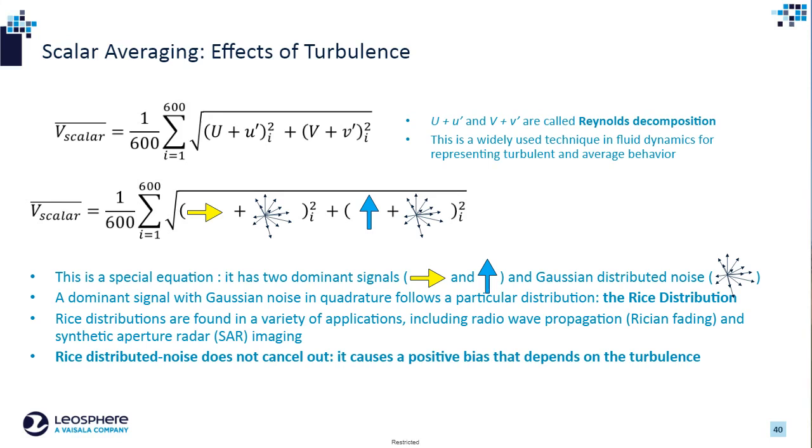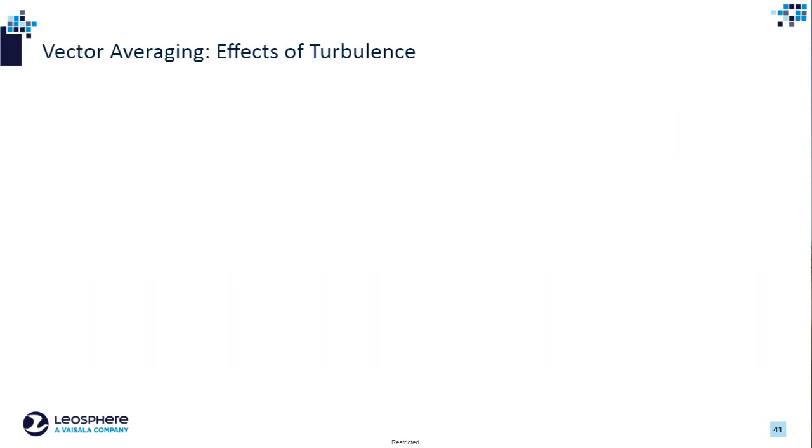Now this is a very special equation with two dominant signals and Gaussian distributed noise. When you have an equation like this with a dominant signal and Gaussian noise summed together in quadrature, the values follow a particular distribution, the Rice distribution. Now Rice distributions are found in a variety of applications, including radio wave propagation, where it has a special name, Ricean fading, and in synthetic aperture radar imaging. Now the important thing here is that Rice distributed noise does not cancel out. It causes a positive bias that depends on the turbulence. Next, let's look at vector averaging.